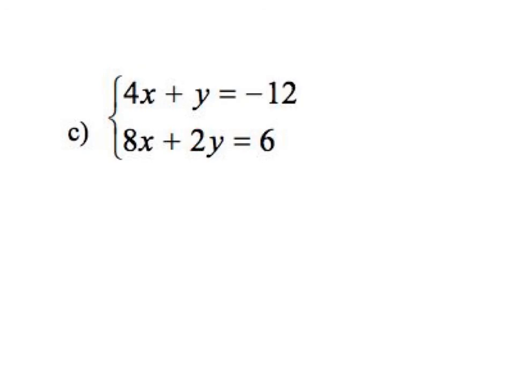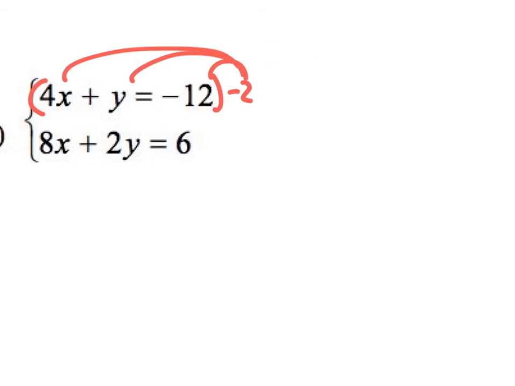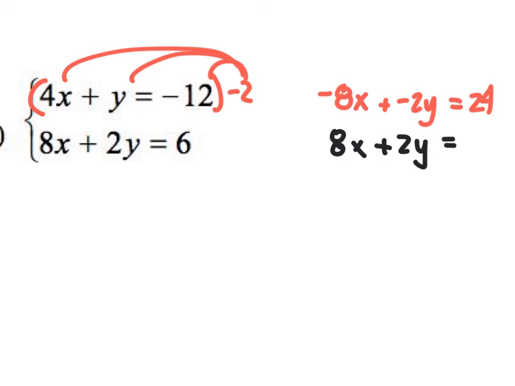I have a 2 down here, and I have a 1 here. So I want to multiply this top equation by negative 2 to eliminate the y. I'm going to distribute that negative 2 into each of these. Let's rewrite this over here. I get negative 8x, because negative 2 times 4x is negative 8x. Negative 2 times y gives me plus negative 2y. And negative 2 times negative 12 gives me positive 24. Now I'm just going to keep the bottom equation the same: positive 8x plus 2y equals 6.